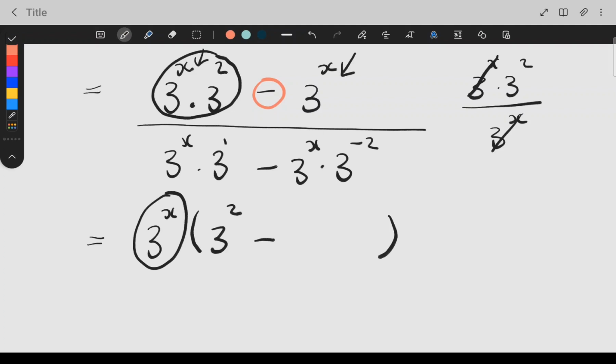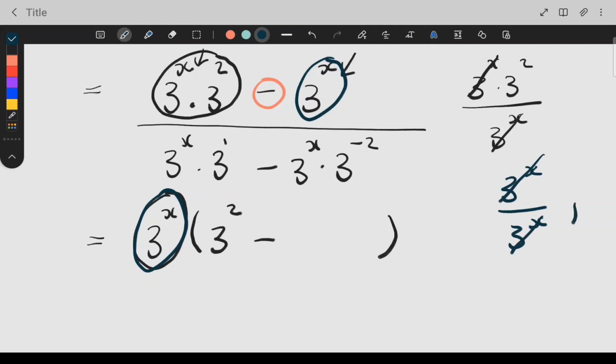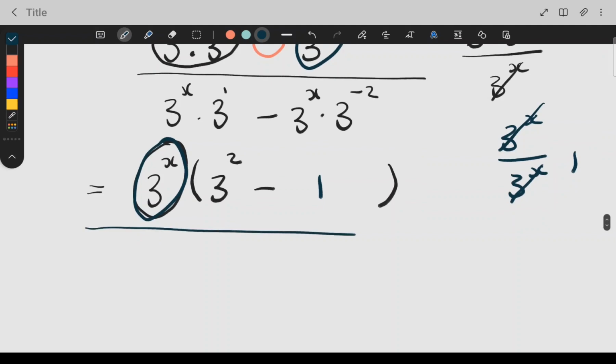Then I'm going to say this divided by this. So let's do it on the side so you can see. This is how you factorize. This and this will cancel, so the answer is 1. So we have a 1 over there. Then you ask yourself again, what's here that's also there? 3 to the x. So I'm going to take it out, 3 to the x.